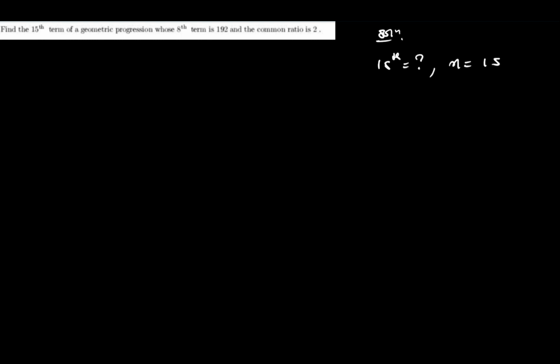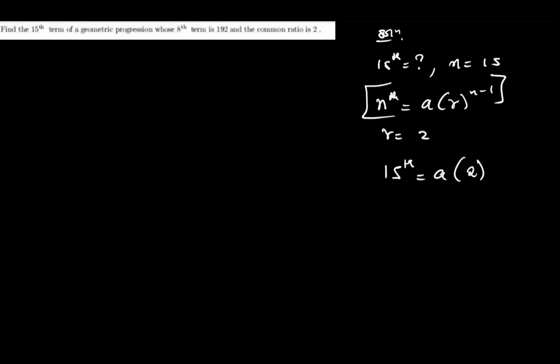So if we're finding the 15th term, what we'll basically do is first understand how we can go about this. So I'm using the nth term is equal to a, brackets, r to the n minus 1. Now be mindful, I'm only using this because in our data we have the common ratio being 2, which means it's a GP and not an AP. So the 15th term is equal to the first term, which is not known, so we say a, the common ratio is 2 to the power 15 minus 1.